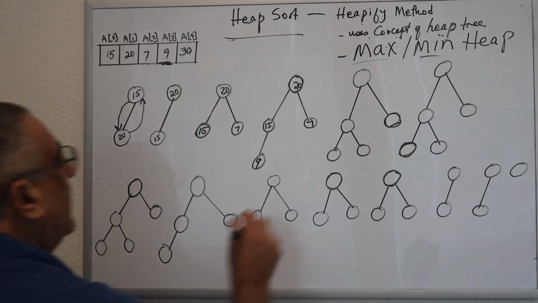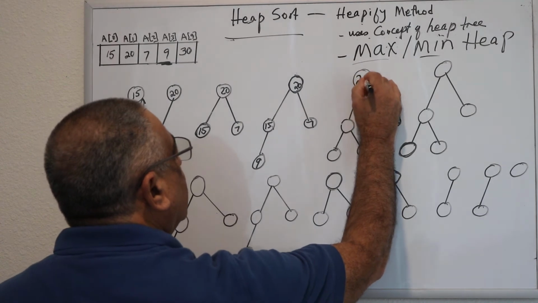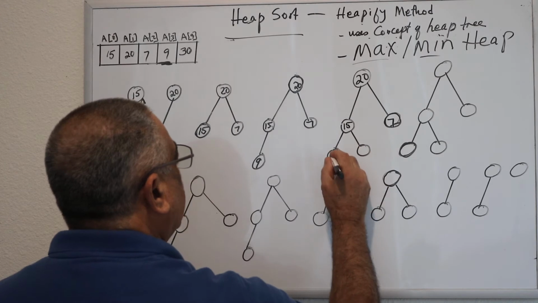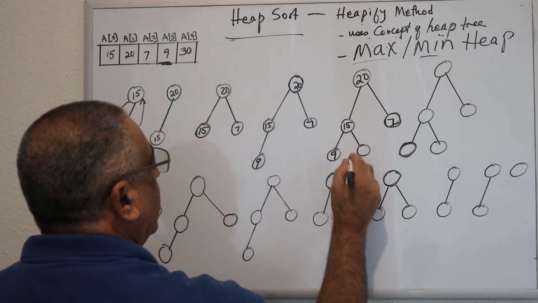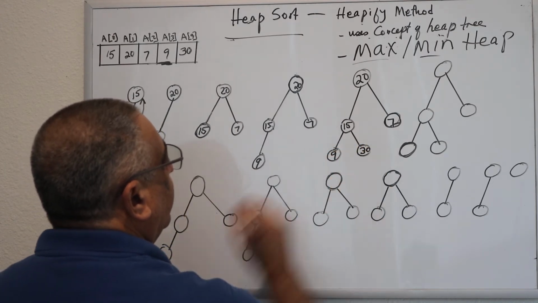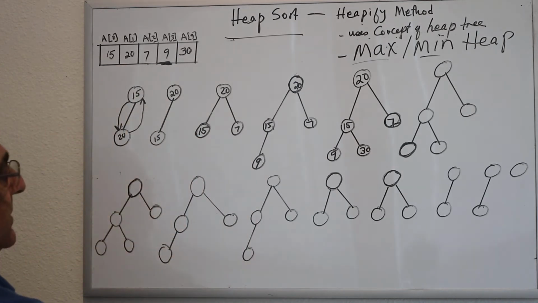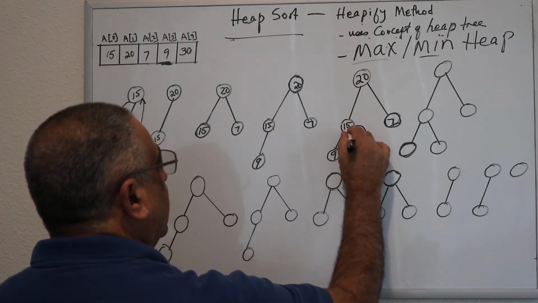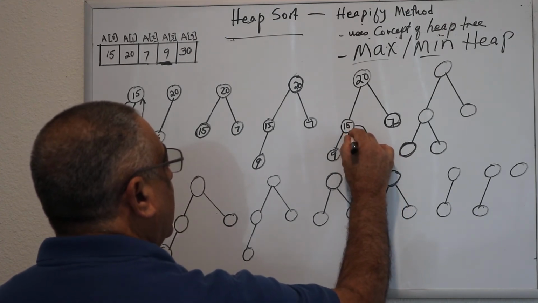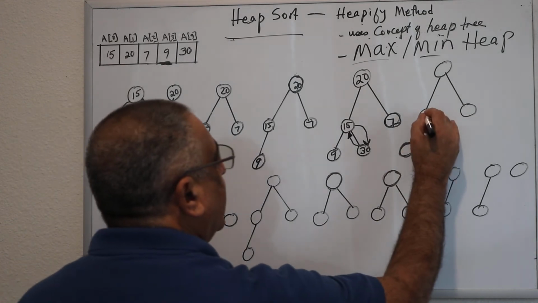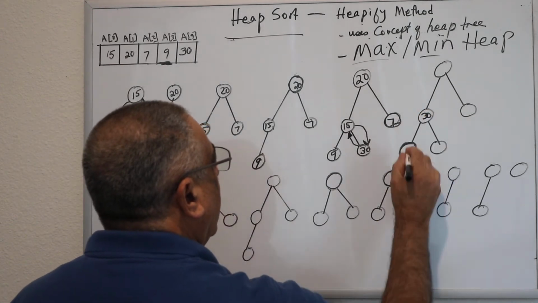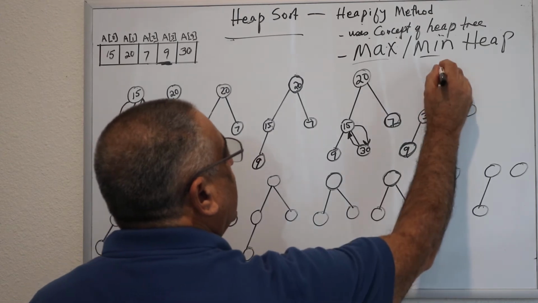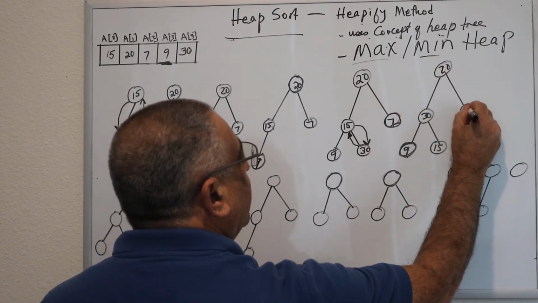Now I'm going to add 30. So when I add 30, this is my existing 7 node here, and I put 30 right here. Okay, now here's an issue. 30 is greater than 15, so I'm going to swap these two. So I'm going to swap 15. If I put 30 here, this becomes 9, 15, 20, and 7.